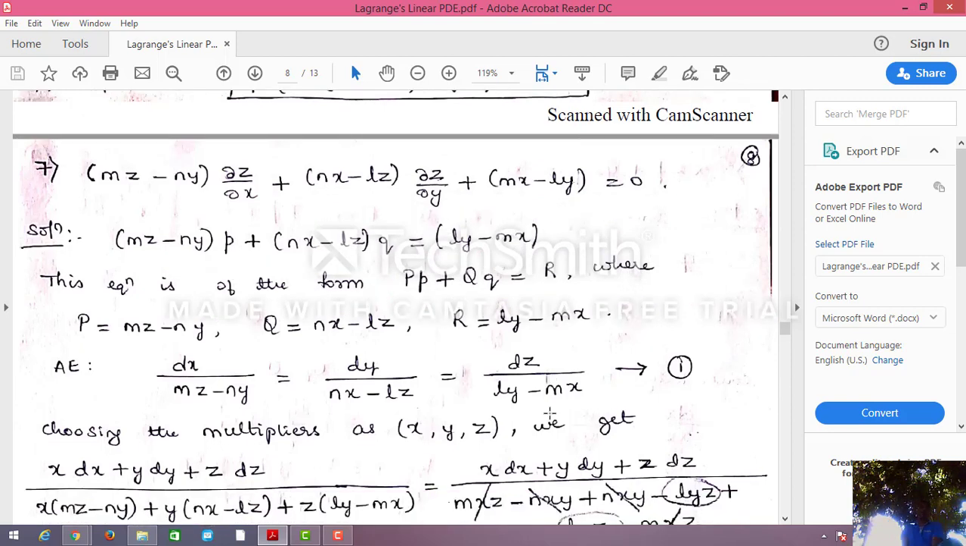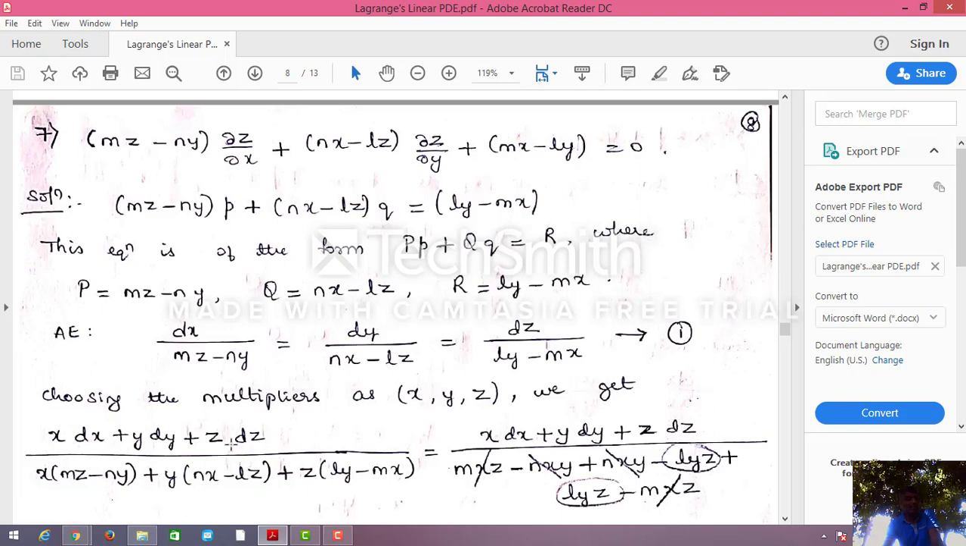Right. How do we make the denominator term 0? We have to look here, so we choose the multipliers like that. Choosing the multipliers as x, y, z: first term I am multiplying with x, second term with y, and third term with z. How do you choose this? These are all by trial and error method. We'll check and we will decide. So we get x into dx plus y into dy plus z into dz. Denominator terms also I am multiplying with x, y, z.